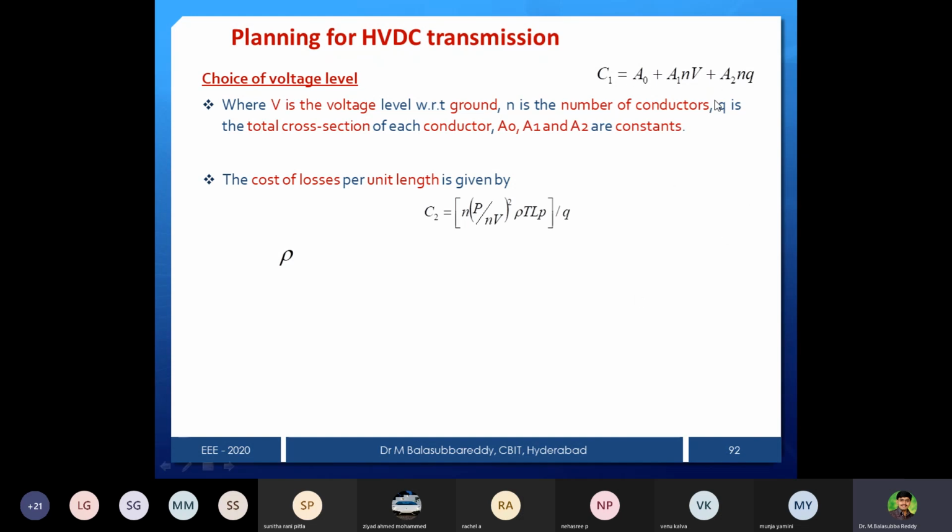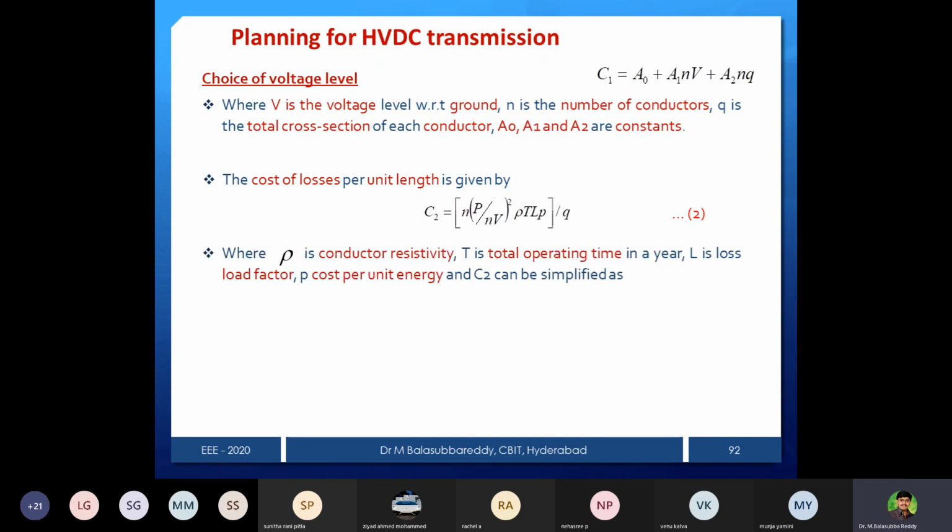This one is a cost of investment, and this is a cost of a loss. So using that, you can see the conductor resistivity, and T is the total operating time, because how much time it is operating also influences the loss. If you are operating the transmission line for a particular duration, then the loss will differ. If you are operating continuously, or it is connected to the system continuously, then the loss will be more. So the number of hours it is operating is also going to be decided.